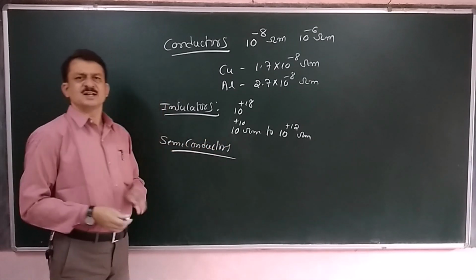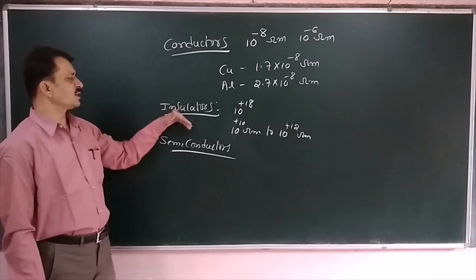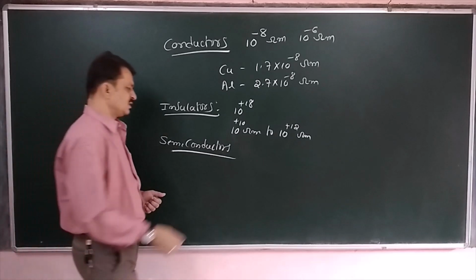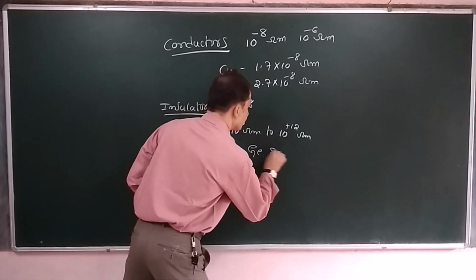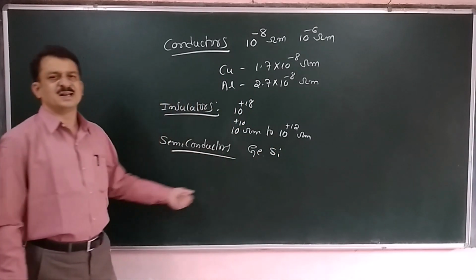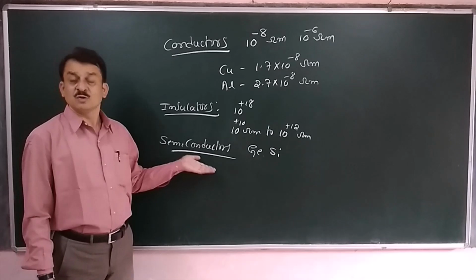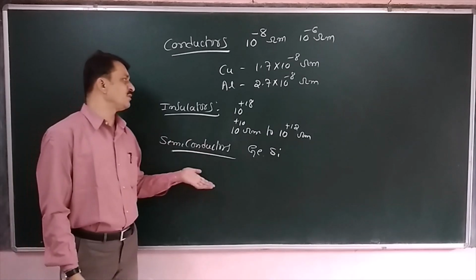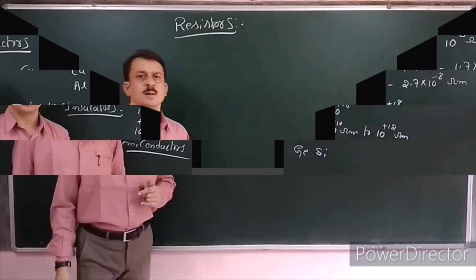Now these are the materials whose resistivity lies between those of conductors and the insulators. So the best examples we are having are germanium, silicon, gallium arsenide, etc.